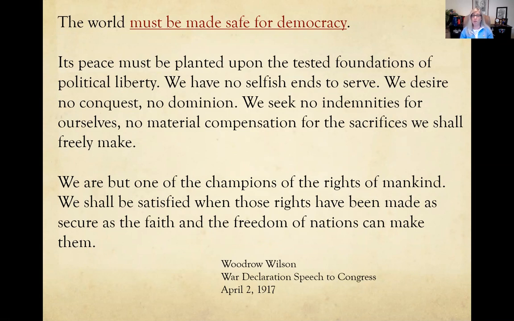"Its peace must be planted upon the tested foundations of political liberty. We have no selfish ends to serve. We desire no conquest and no dominion," meaning we're not going to take colonies. "We seek no indemnities for ourselves, no material compensation for the sacrifices we shall freely make. We are but one of the champions of the rights of mankind. We shall be satisfied when those rights have been made as secure as the faith and the freedoms of nations can make them." So again, this is making, as he's saying, the world safe for democracy, which in turn would allow free and open trade with everybody.